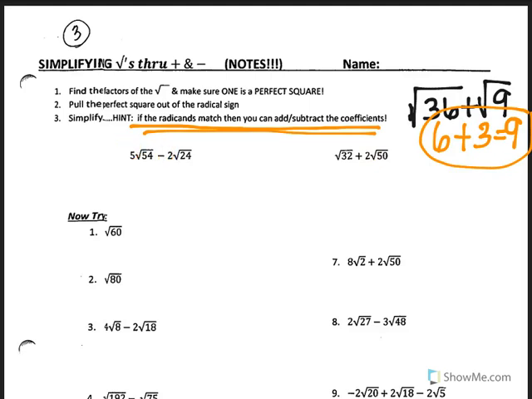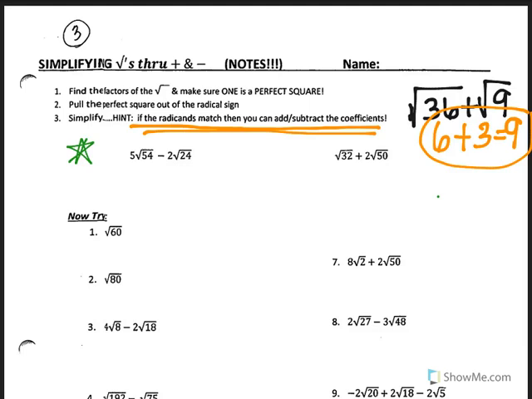Good. Okay, so let's look at these. The first thing you're going to look at when you look at your example, you're going to say, hey, is the square root of 54 a perfect square root? Yes or no? No. Is the square root of 24 a perfect square root? Yes or no? No. It's not, it's 25, not 24.